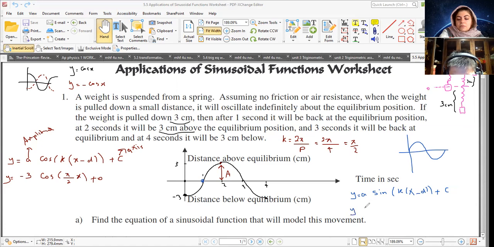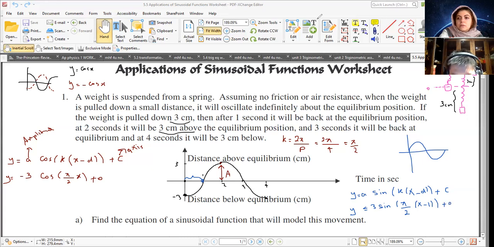So here my a would be 3, no change. K is not going to change. Again, the distance between two symmetric points is going to be 4, and the k I calculated is the same, pi over 2. But here we have a phase change. See, here it started at 0, 0, but I have to shift this one back here, right? It means how much you shifted. If you had it here, how much was it shifted? It's shifted by 1. To the right or left? It's shifted to the right. So it's going to be x minus 1. C is 0 again. So I got the equation.